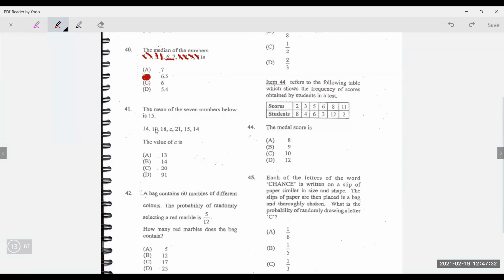equals 15. 14 and 10 is 24. 24 and 18 is 42. 42 and 21 is 63. 63, sorry, and 15. Let's start again: 24, 42, 63, 78. 78 and 14 is 92. So we know that 92 plus C divided by 7 is equal to 15. So cross multiply the 7, and so you get 92 plus C is equal to 7 times 15, which is 105. So C is equal to 13. Easy question. Solved. Next one.